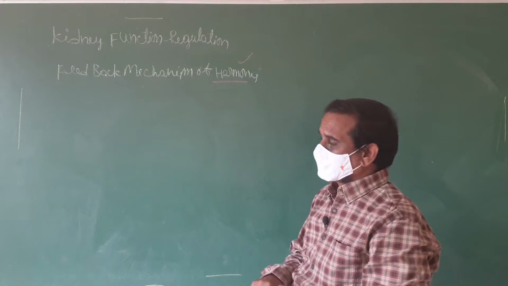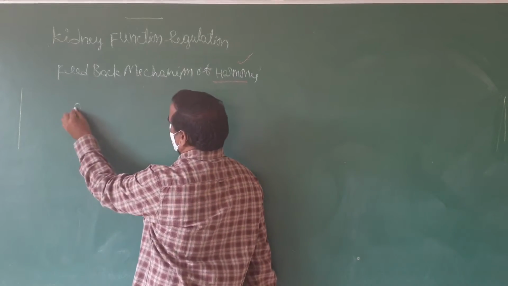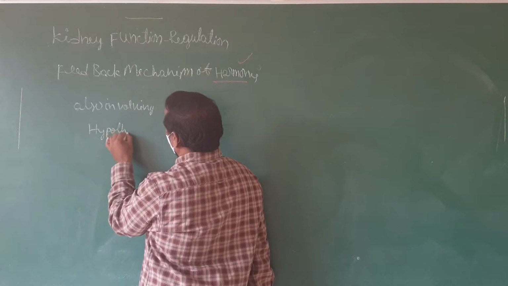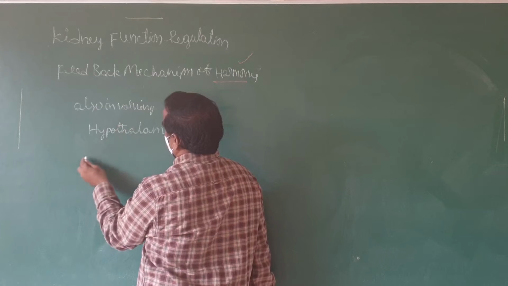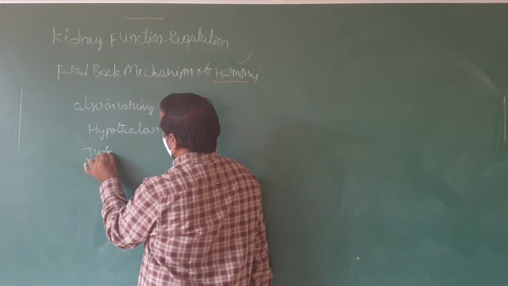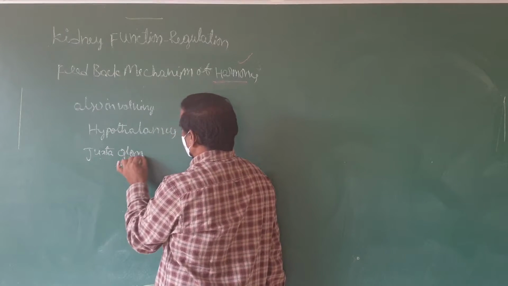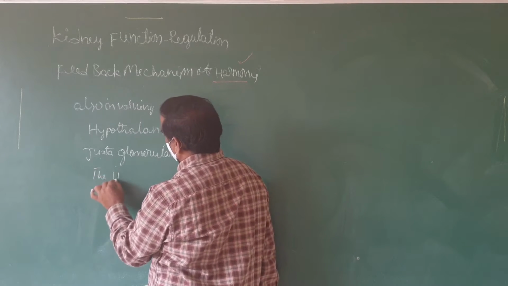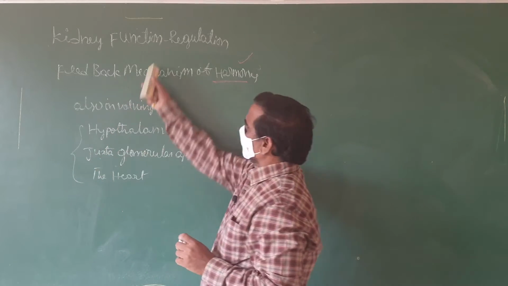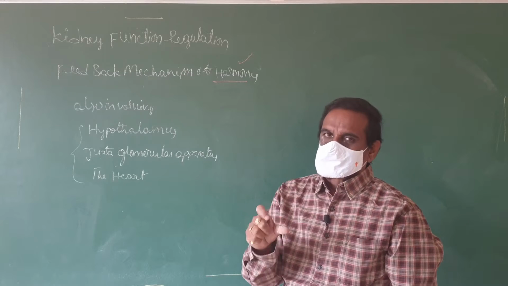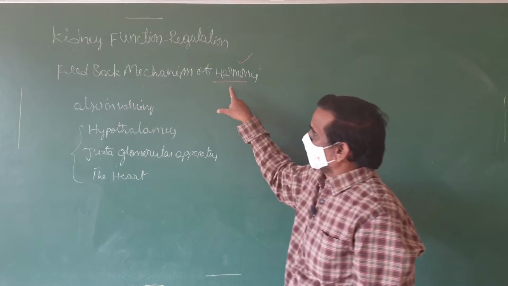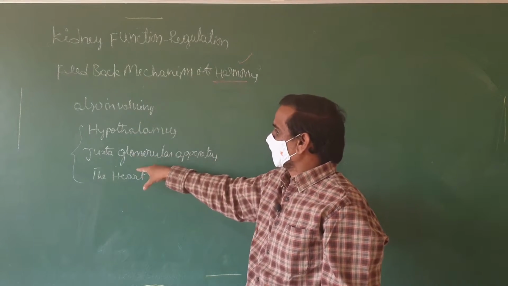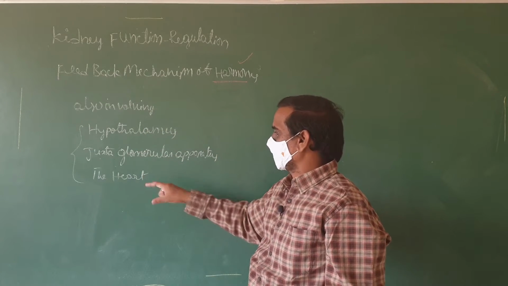This feedback mechanism of hormones also involves some organs: hypothalamus, juxtaglomerular apparatus, and the heart. These organs are involved in the feedback mechanism. So, kidney functioning, regulation and monitoring is done by feedback mechanism of hormones. For this working of hormones, these organs are involved: hypothalamus, juxtaglomerular apparatus and heart.